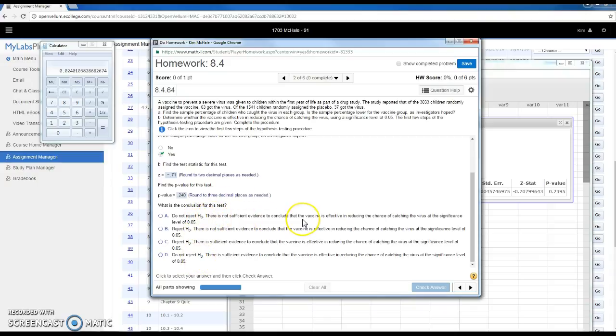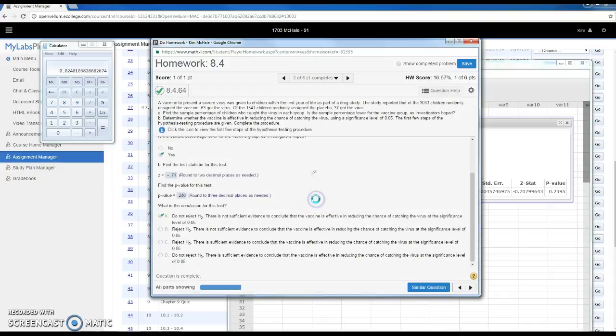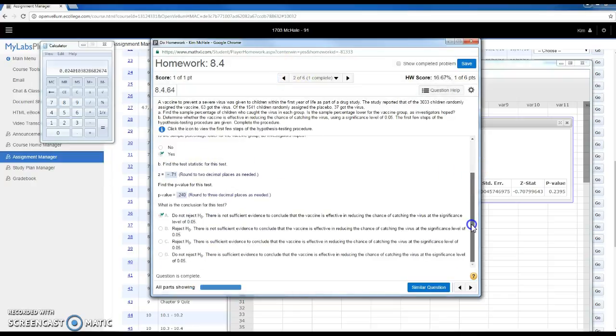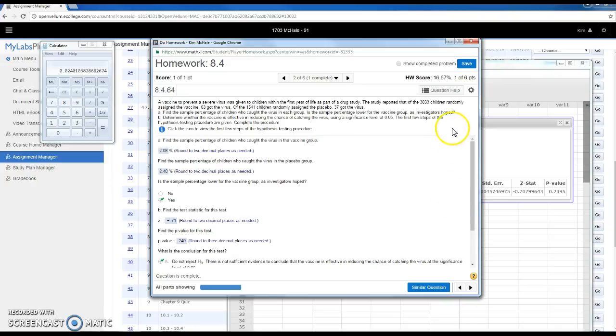There is not sufficient evidence to conclude the vaccine is effective in reducing. Or there is sufficient evidence to conclude it's reducing. Well, if I do not reject the null, I'm not rejecting that the two are equal. Therefore, there's not enough evidence to say that one reduces. And that's how I would do a 2-sample proportion hypothesis test.